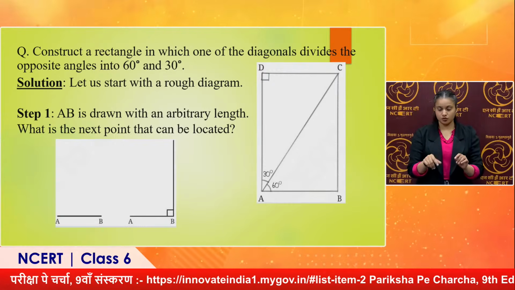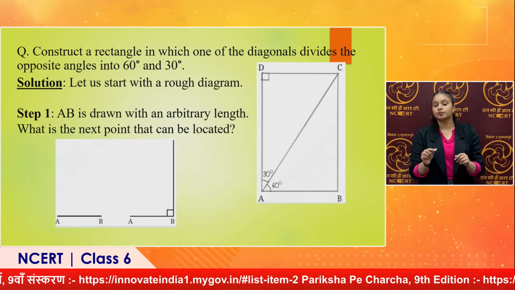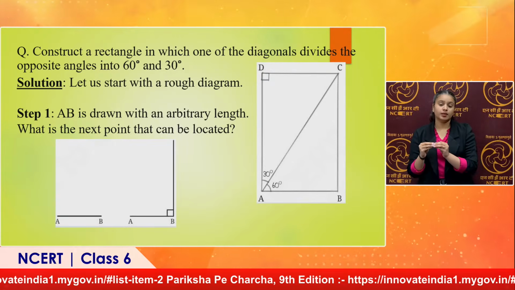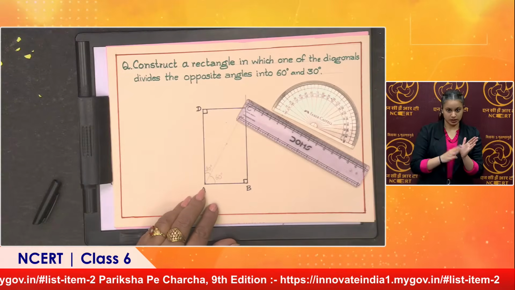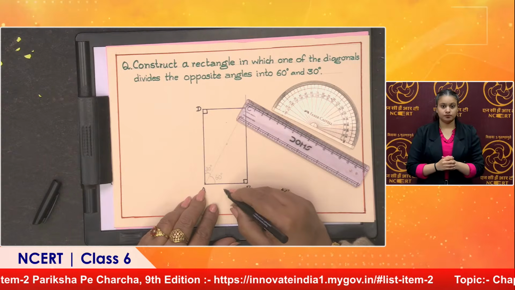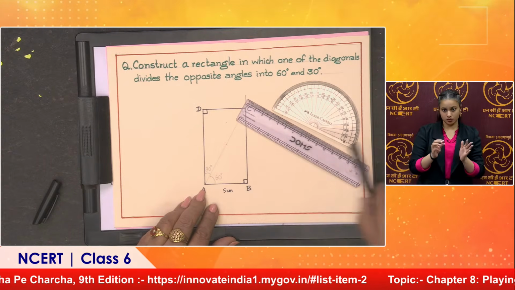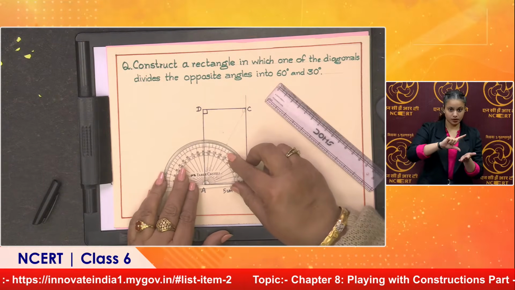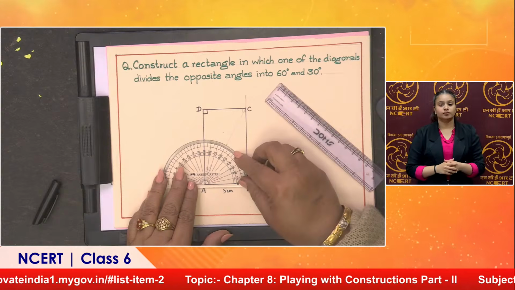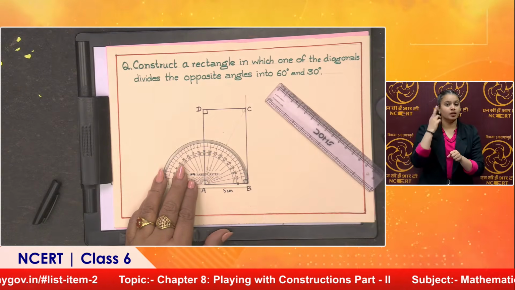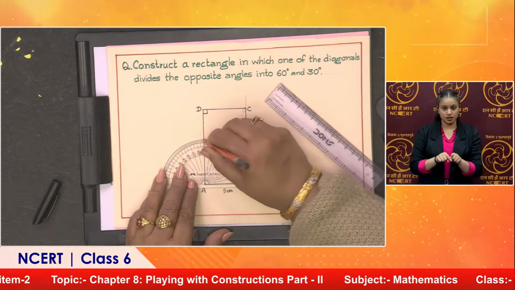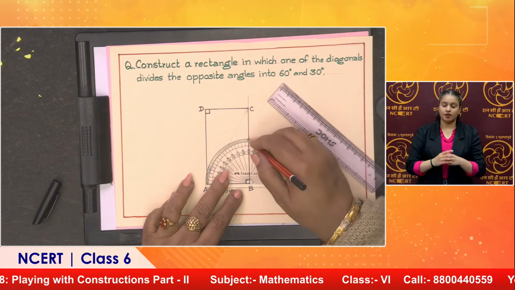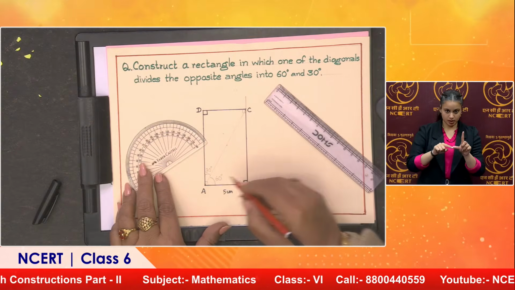Then what is the next point that can be located? Yes, first let me take AB. Here I have taken AB of length 5 centimeters. At A, children, I will keep this protractor and first draw a right angle, because I know a rectangle has all the angles as right angles, right. So, I am making a right angle at A and B.